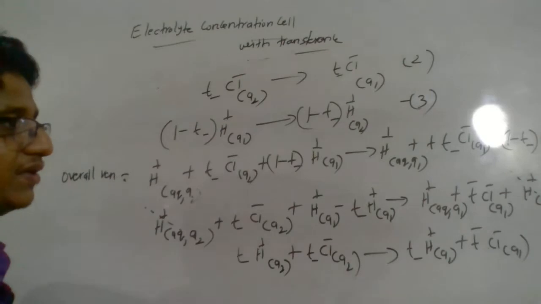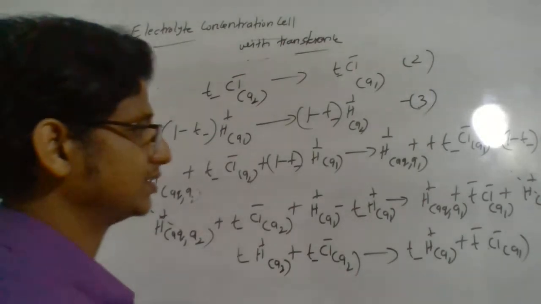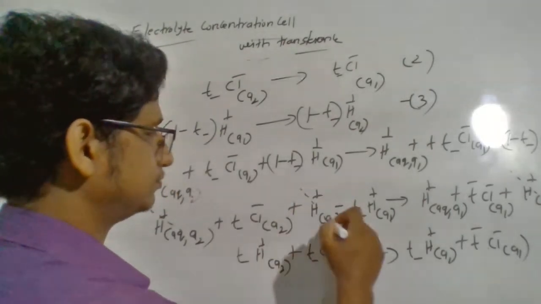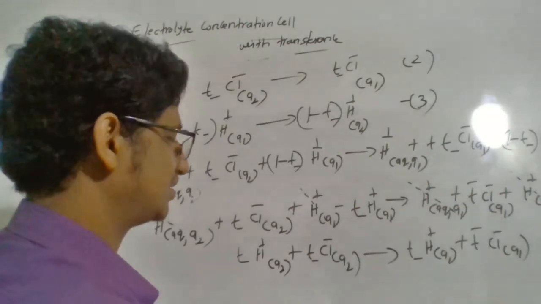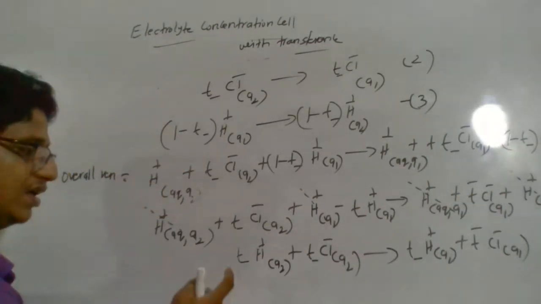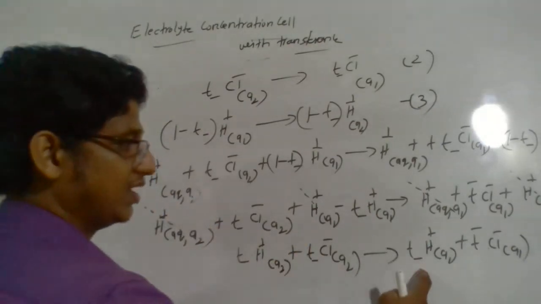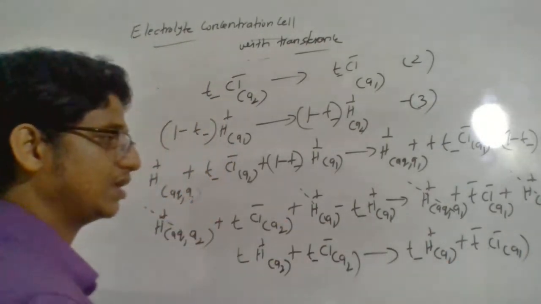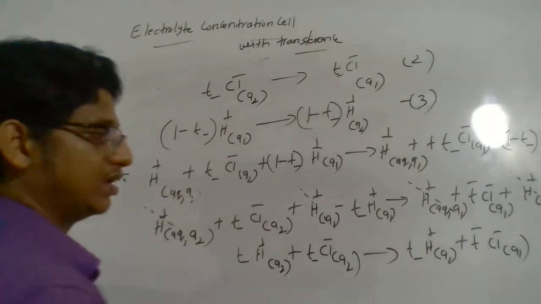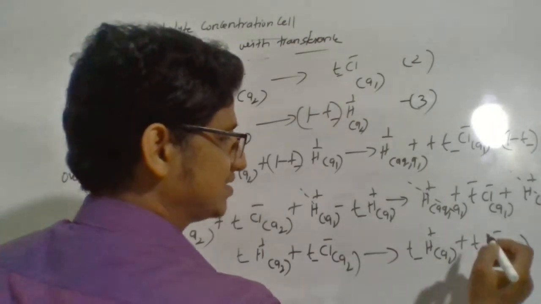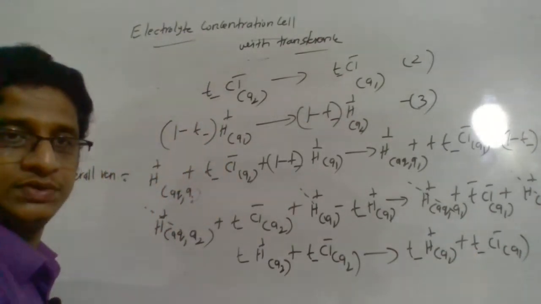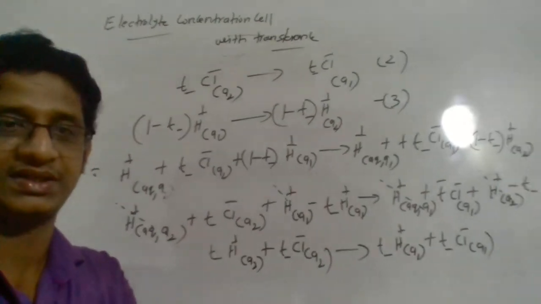H plus aqueous A1, H plus aqueous A1 will be cancelled. All other will be cancelled. Everything that is left, t minus H plus A2 plus t minus Cl minus A2 gives t minus H plus A1 plus t minus Cl minus A1. So the equation has been simplified like this.